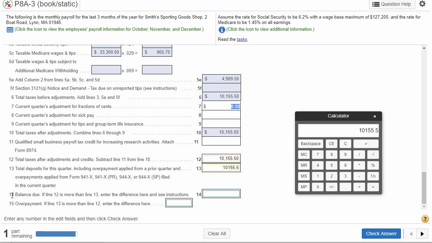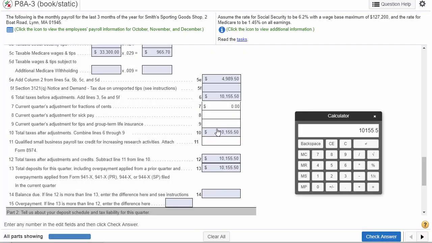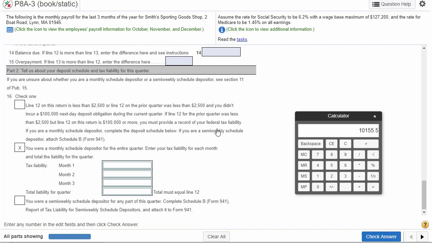Okay, line 14, balance due. If line 12 is more than line 13, but they're the same, and I know for a few of you that's going to bug you that there's no 0 in there. Okay, they're the same, so there's no overpayment. There's no balance due. Overpayment says if line 13 is greater than line 12. But there is no difference, so there is no overpayment or balance due. Check our answer. Well done. So we're almost done.